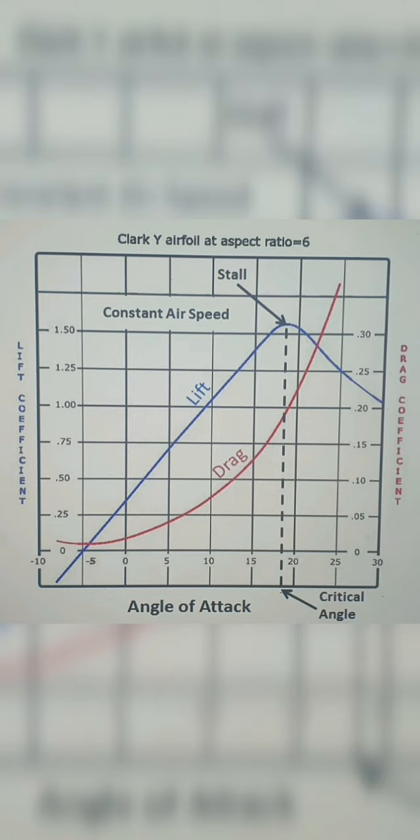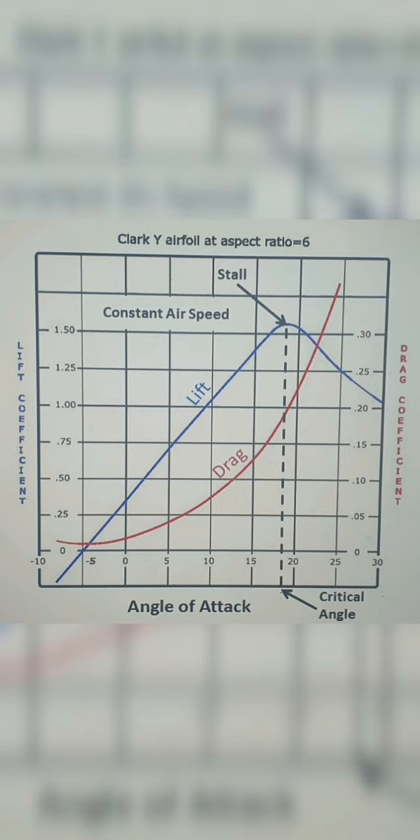This graph shows the lift and drag at different angles of attack experienced by a Clark-White aerofoil, a type of aerofoil widely used in general purpose aircraft designs. The angle of attack is plotted on the x-axis, and the drag coefficient and lift coefficient are plotted on the y-axis respectively. The blue line represents the lift, while the red line represents drag.